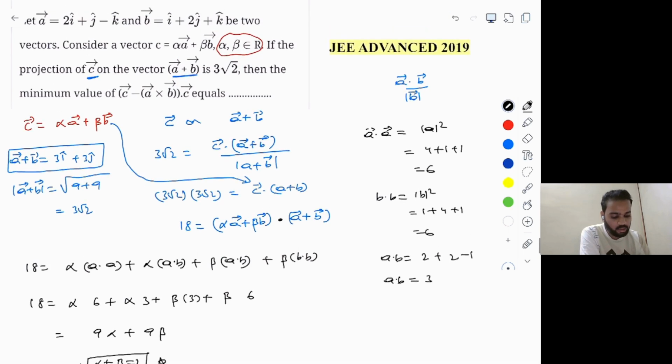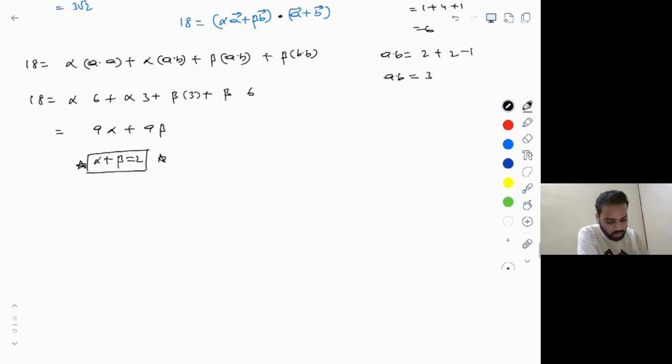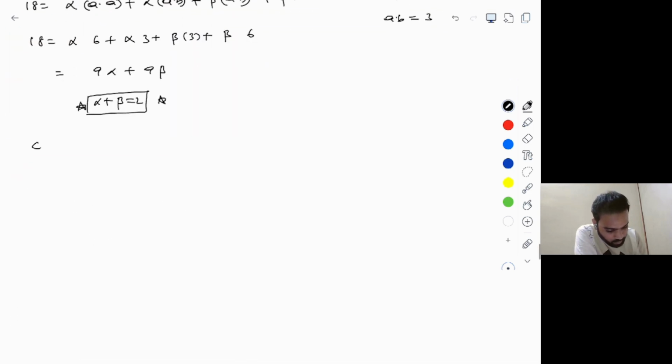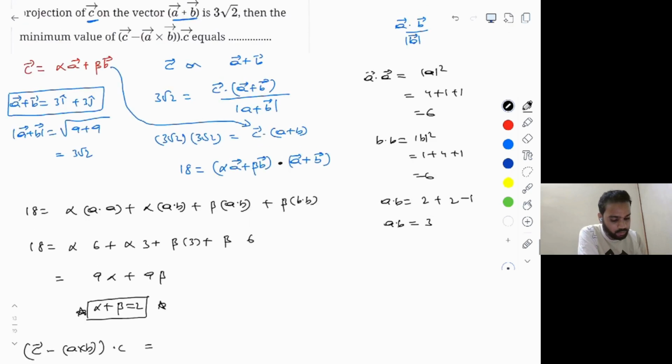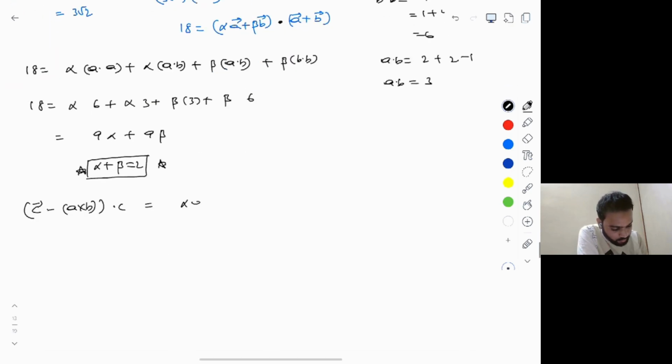Now, let's see what they are asking here. Minimum value of C minus A cross B dot C. Okay. So, let's write down that one. We have to find out the minimum value of C bar minus A cross B whole dot C here. Okay. But we know what C bar is once again. So, let's substitute that C bar here. What is this C bar in the question? Alpha into A bar plus beta into B bar, minus A cross B and whole, multiplied with dot product with C bar. But C bar is again alpha A bar plus beta B bar.